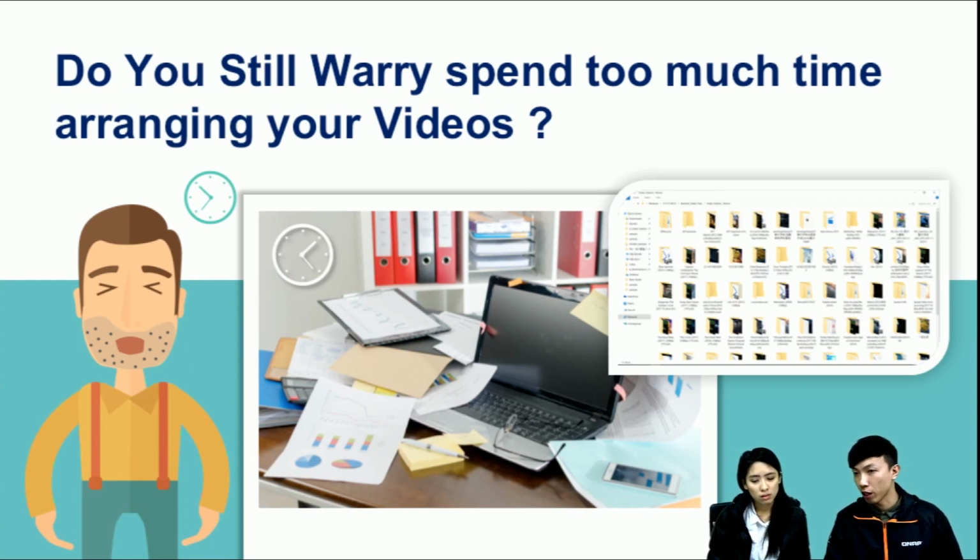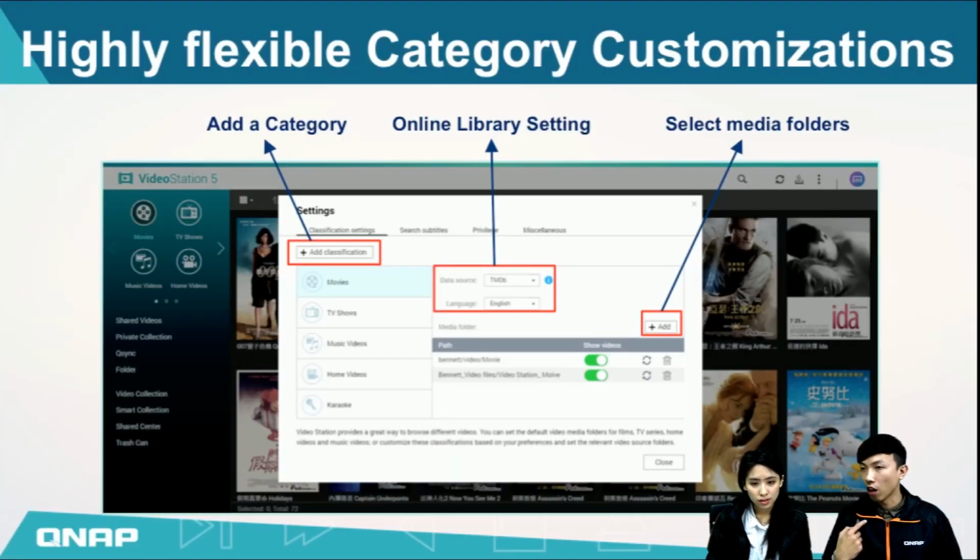You can see the picture in our slide. It's very common, if you have a large amount of video stored on your hard drive, that it looks like this. So QNAP provides a good solution: highly flexible category customization for users to customize and sort out their large amount of video quickly.